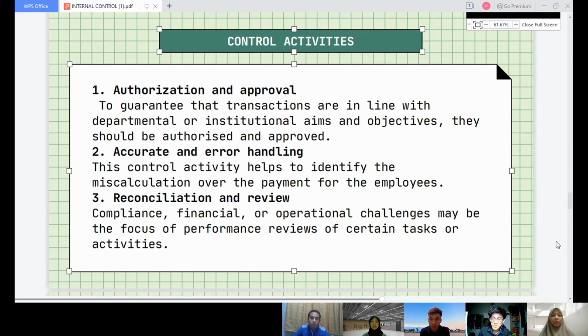The third control activity is reconciliation and review. Compliance, financial, or operational challenges may be the focus of performance reviews of certain tasks or activities. Cross-checking transactions or activity records to confirm that the information supplied is accurate is known as reconciliation. Revenue and cost activity on accounting reports, for example, should be reconciled or compared to supporting documents to ensure that the transactions are recorded correctly and for the correct amount.